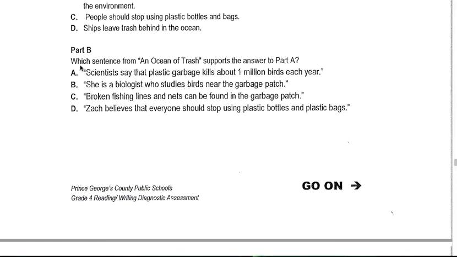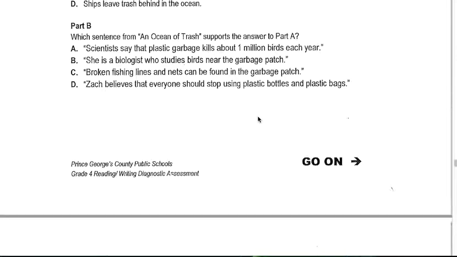Part B. Which sentence from An Ocean of Trash supports the answer to Part A? Scientists say that plastic garbage kills about 1 million birds each year. She is a biologist who studies birds near the garbage patch. Broken fishing lines and nets can be found in the garbage patch. Zach believes that everyone should stop using plastic bottles and plastic bags.